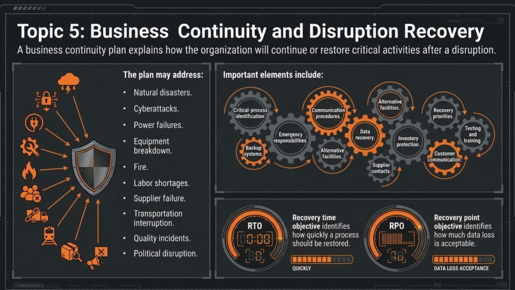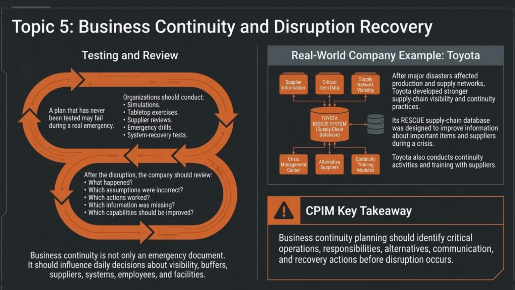Recovery time objective identifies how quickly a process should be restored. Recovery point objective identifies how much data loss is acceptable. A plan that has never been tested may fail during a real emergency. Organizations should conduct simulations, tabletop exercises, supplier reviews, emergency drills, system recovery tests. After the disruption, the company should review what happened, which assumptions were incorrect, which actions worked, which information was missing, and which capabilities should be improved.